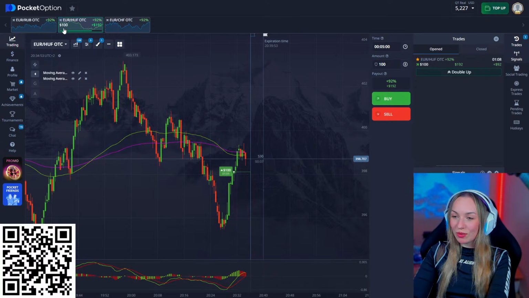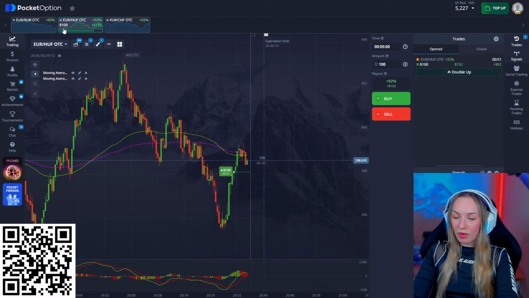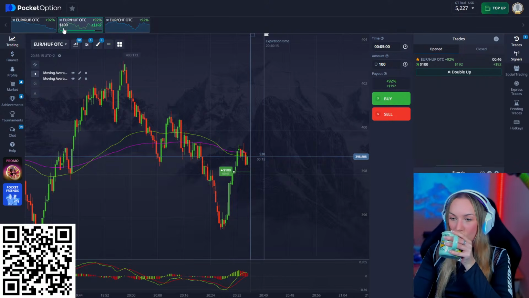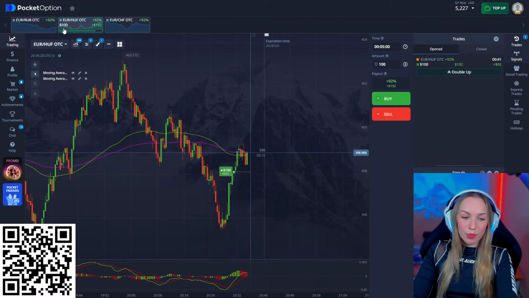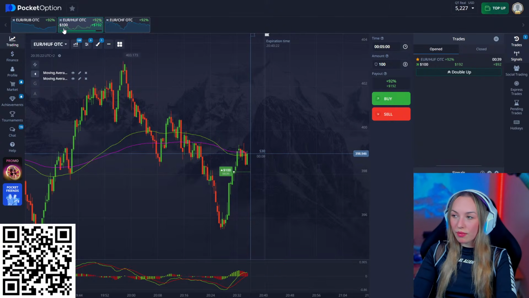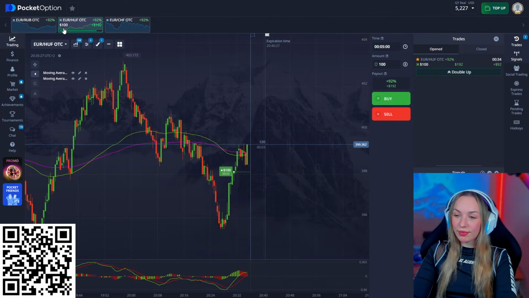And here we're waiting for 1 more minute. I hope that we're not going to get in the correction, which actually looks like a correction right now. But I hope that I didn't open the trade too late. Okay, looks good.